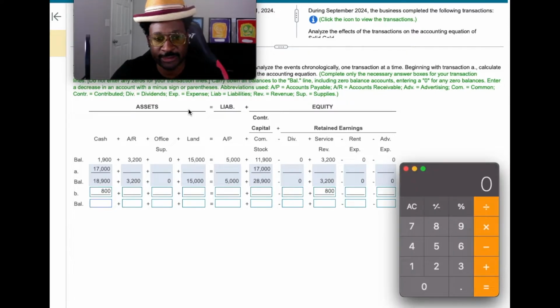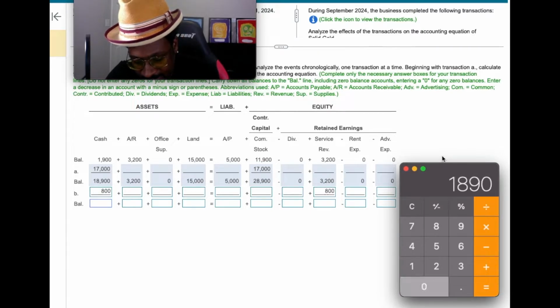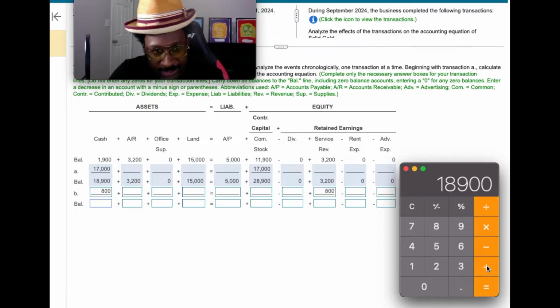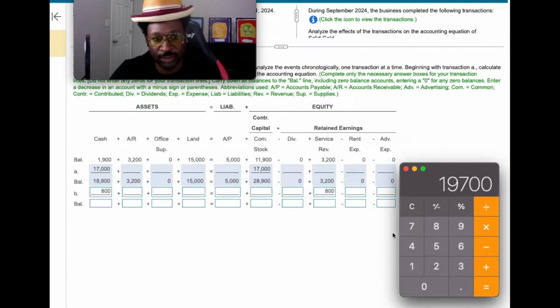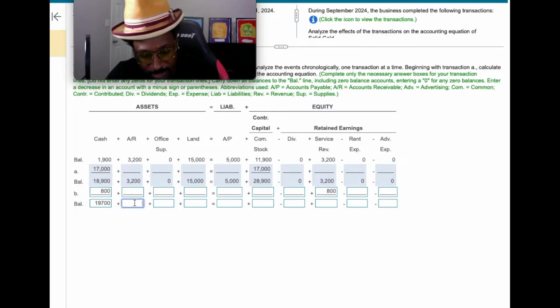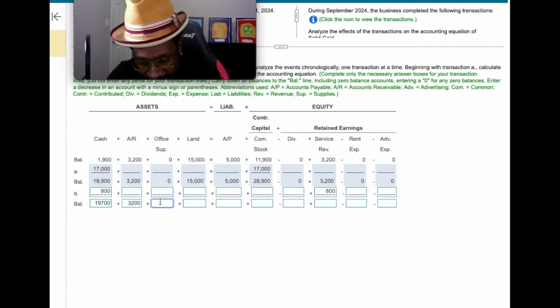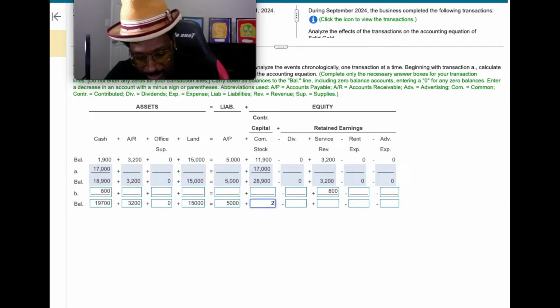So again, with the trusty calculator, we are going to take the $18,900 previous balance and we're going to add $800 to it. And that's going to give us a total of $19,700. We're going to carry over those other unadjusted amounts that were already previously there for our assets, as well as the liability, and also our equity components that weren't adjusted.